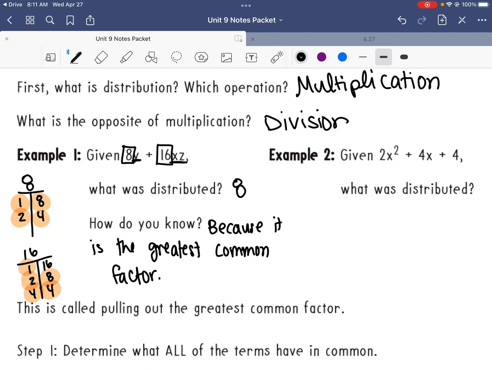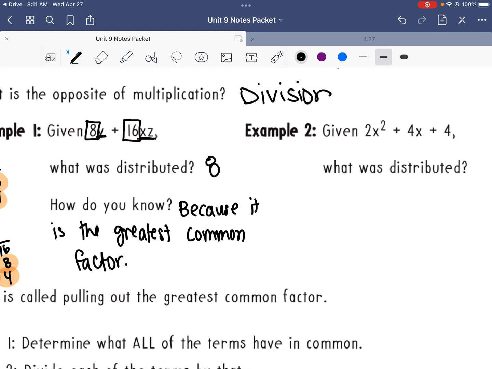So we're going to have 2x squared plus 4x plus 4. So we're going to do the same thing. We're going to look at our variables first. And we have to look at every single term. We have to look at this one, and this one when we're doing this. So let's check variables first. Do any of these have the exact same variable? So the first two have an x, but the last one doesn't. Okay, so our greatest common factor is not going to have a variable again.